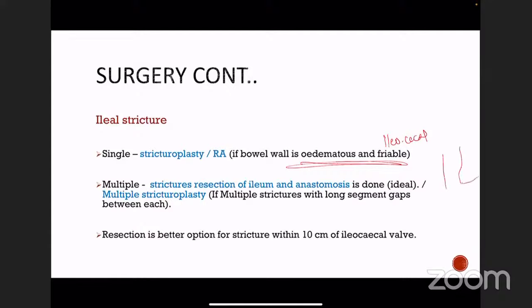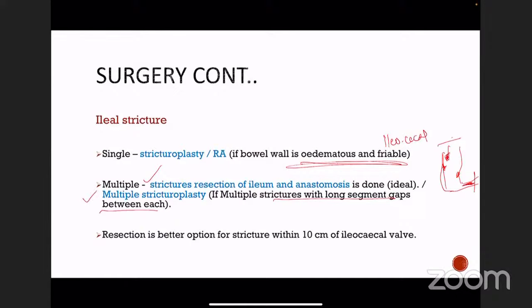If there are multiple, this is cecum, this is ileum, right? Multiple strictures here, here, here. You will resect the part with a 5 cm margin, no matter how long a part you have to cut, and do the anastomosis, ileoascending or ileotransverse anastomosis, right? But if the multiple strictures are placed in a long segment, like here in the ileum there is one stricture, but after 20 cm of segment in the ascending colon or cecum somewhere there is one stricture, then you can think of multiple strictureplasty also. But only when multiple strictures with a long segment gap are there, then and only then, right? So resection and ileal anastomosis is done first in multiple strictures, and another option is multiple strictureplasty.